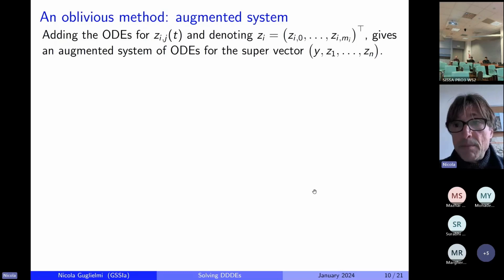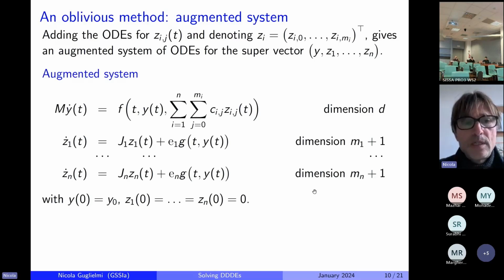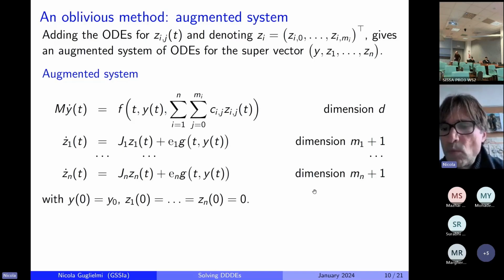Okay, in this case, let me be fast. You add the ODEs for the Zij, which allow you to treat this integral term in the right-hand side. You now have an augmented system of ODEs with a super vector, which is y, the original state, and all these z vectors associated to the expansion. And this augmented system has a very special structure. You see, you have this original dimension d, and then you have additional coupled systems of dimension m1 plus 1 up to mn plus 1, where m1, ..., mn are the degrees of the polynomials.